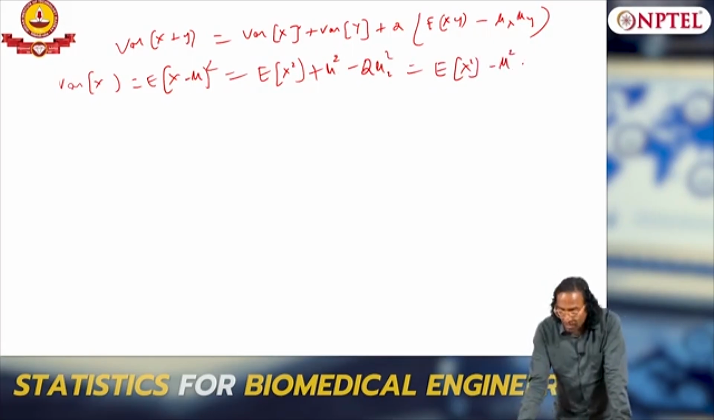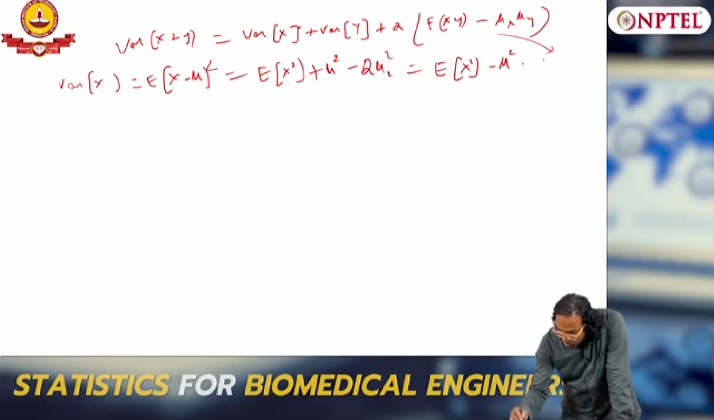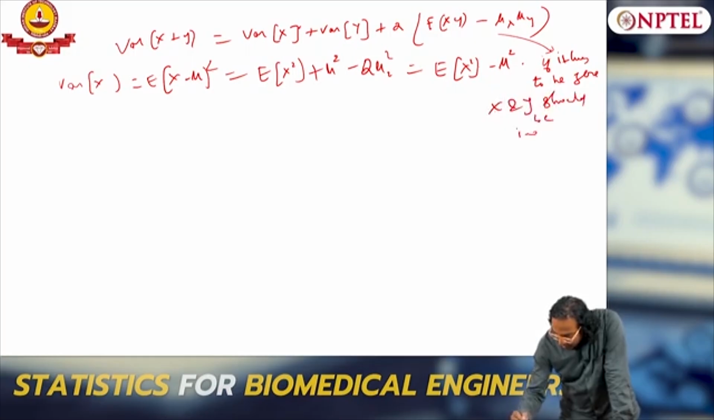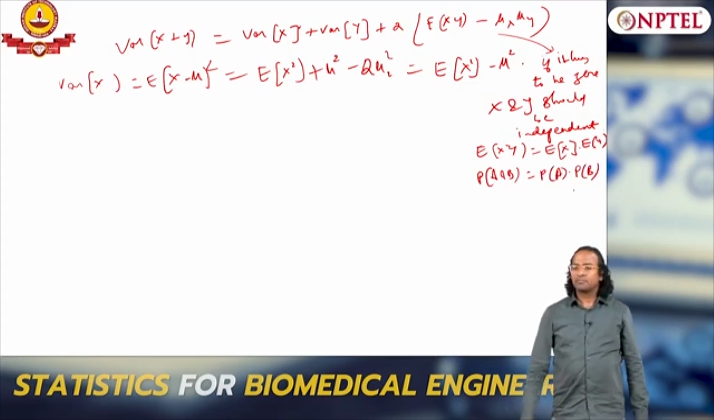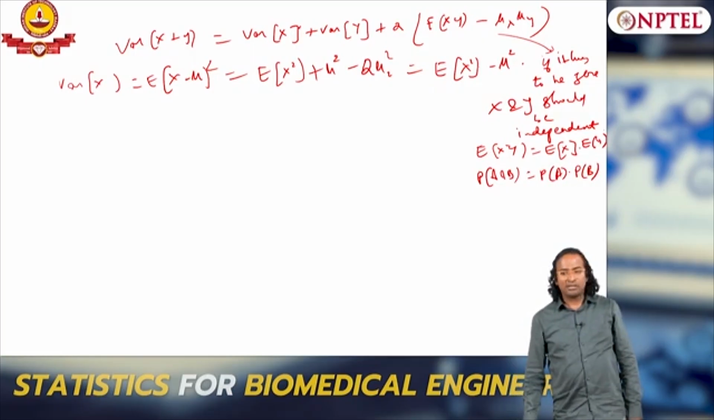Okay. So now this term, if it has to go to 0, x and y should be independent. That means expectation of xy equals expectation of x into expectation of y, along the same lines as probability of A intersection B equals probability of A into probability of B. Got it? Clear? So far so good?